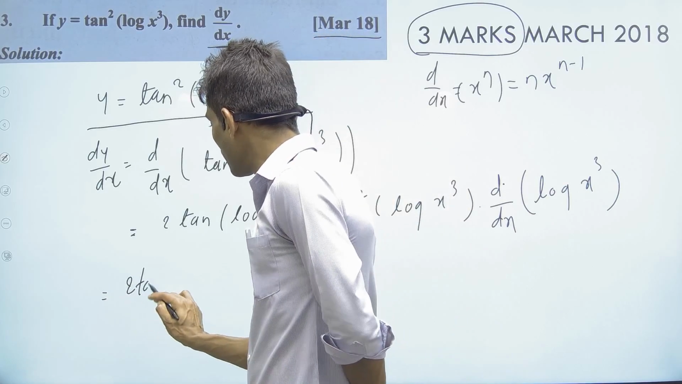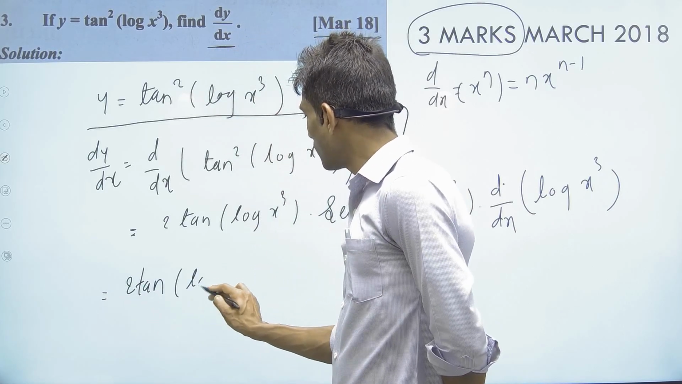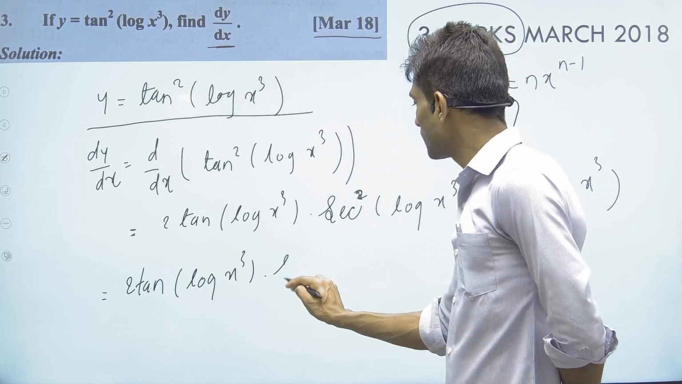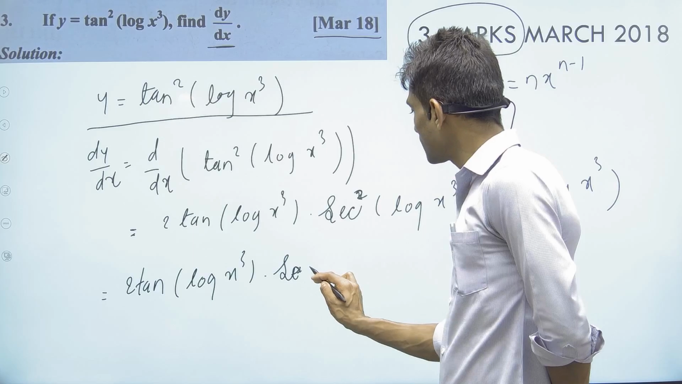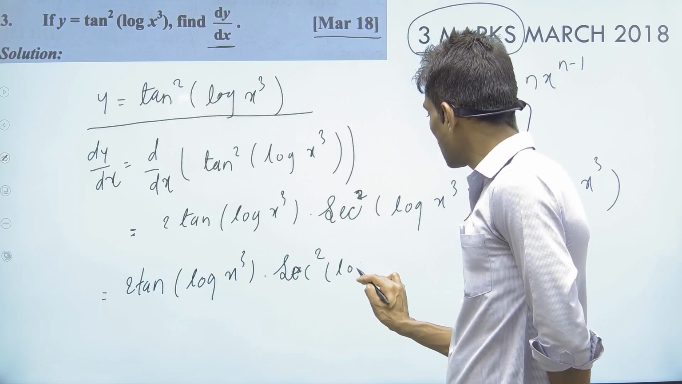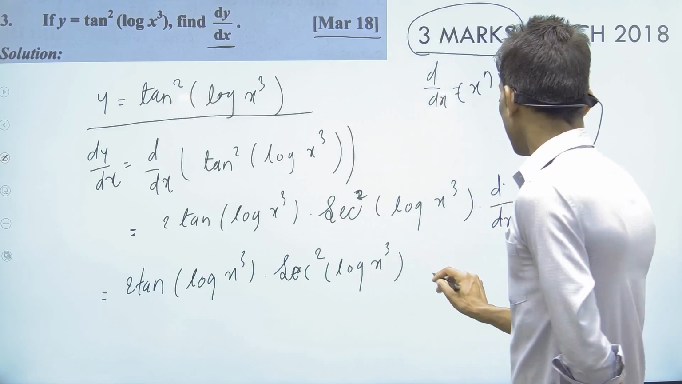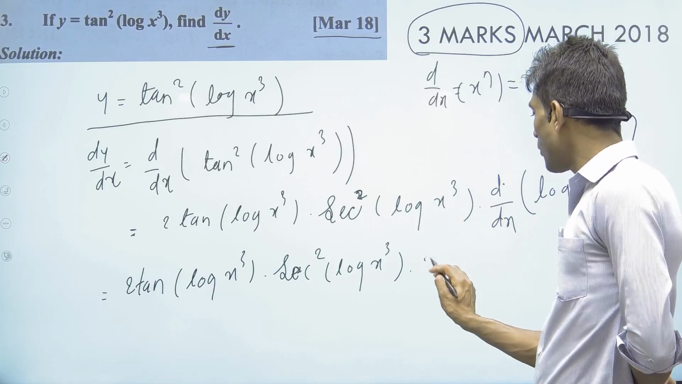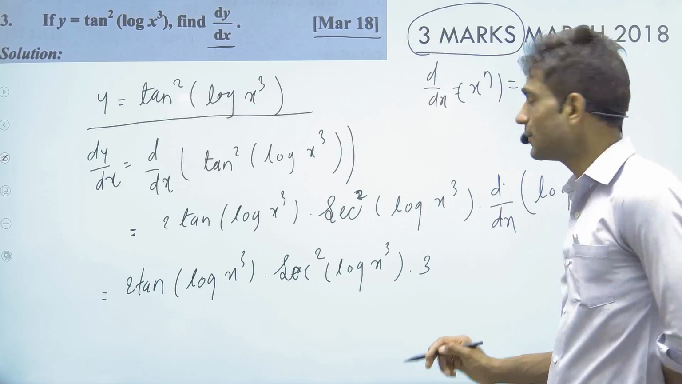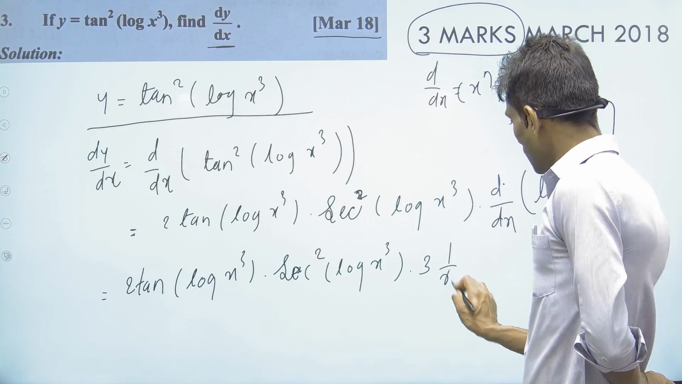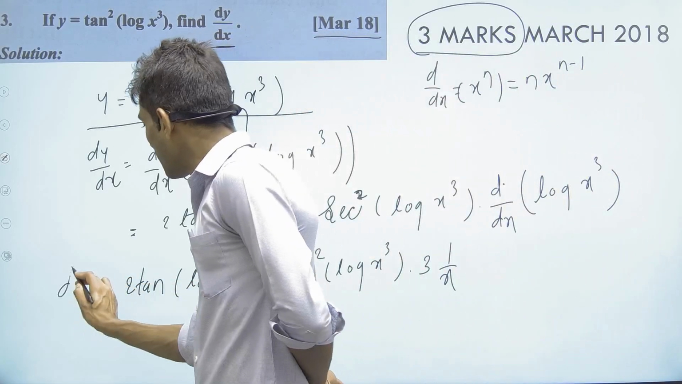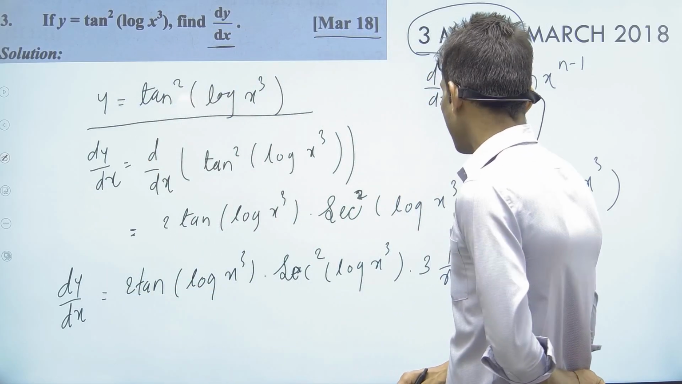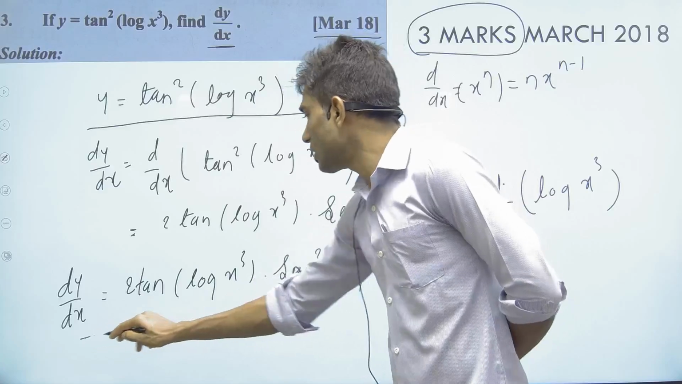2 tan of log of x cube, multiplied by sec square of log of x cube. Okay, which is multiplied by the derivative of log of x cube. That means 3 comes out here by using the exponent rule of a logarithm, log x, which has differentiation 1 upon x. Okay, so this is our required dy by dx. This is the value for our required dy by dx. So this is our final answer.